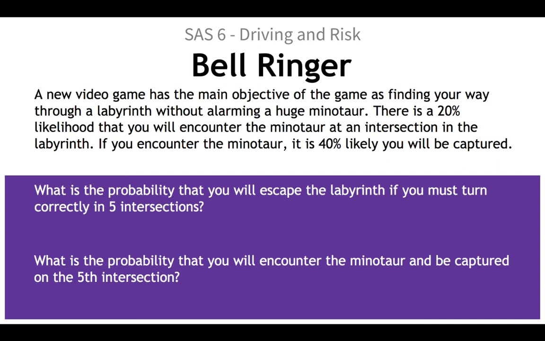A new video game has the main objective of finding your way through a labyrinth without alarming a huge minotaur. There's a 20% likelihood that you will encounter the minotaur at an intersection in the labyrinth. If you encounter the minotaur, it is 40% likely you will be captured. What is the probability that you will escape the labyrinth if you must turn correctly in 5 intersections? And then what is the probability that you will encounter the minotaur and be captured on the 5th intersection? So let's look at that.